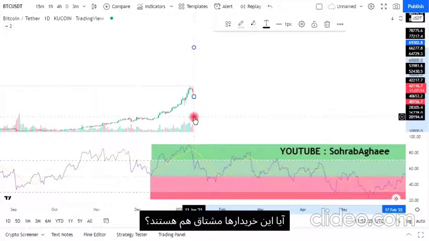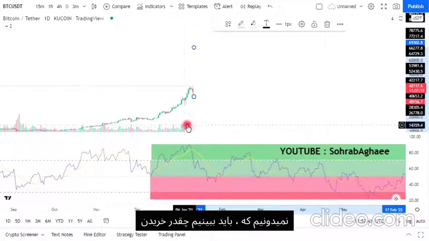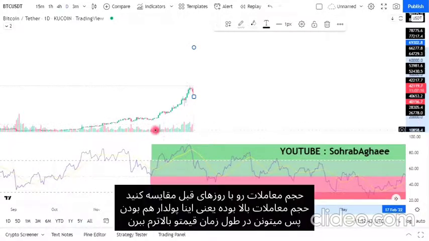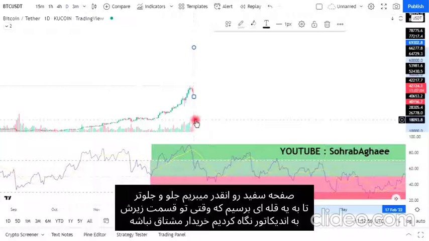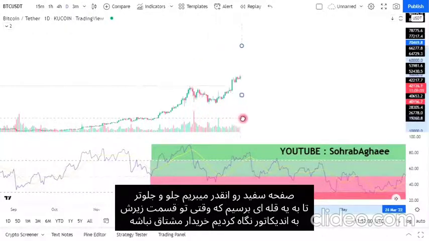Are these buyers rich? We don't know. We need to know how much they buy. Compare trading volume with previous days. The volume is large. They were rich, so they can raise the price even higher. We move forward to reach a peak where eager buyers are not present.